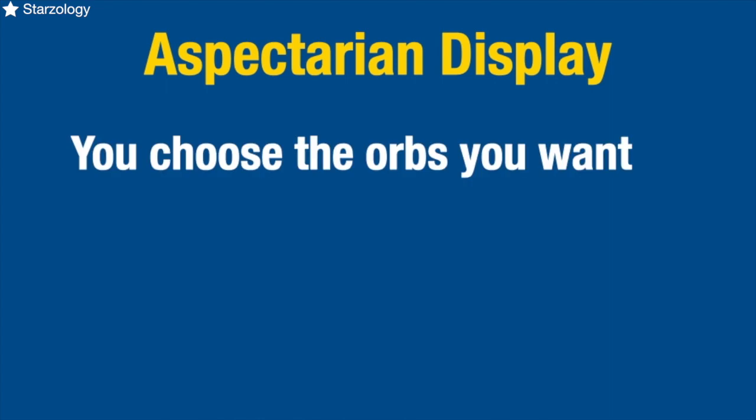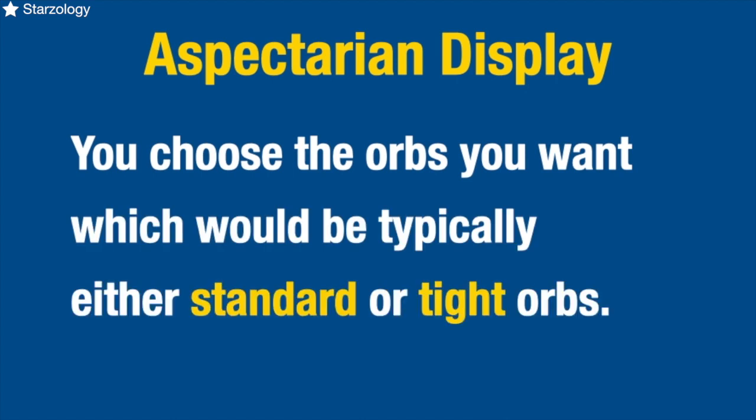You also get to choose the orbs that you want in your aspectarian, and they would typically be either the standard orbs or the tight orbs. A standard aspectarian would use 8 degrees for a conjunction, 8 degrees for a square, and so on. Or, if you were doing forecasting work, you might choose tight orbs, which would be anything under 1 degree, and you would definitely use that if you were doing transits, secondary progressions, or solar arc directions. So you do get the option of picking and choosing what goes into your aspectarian.